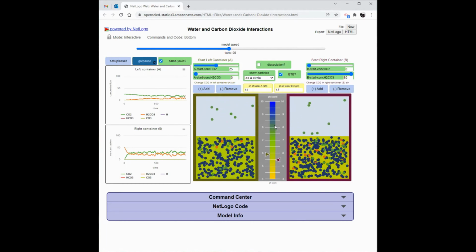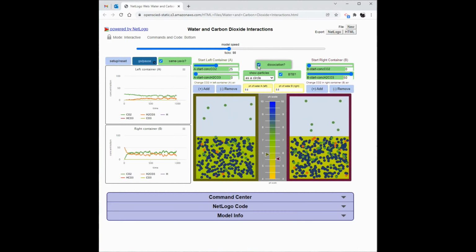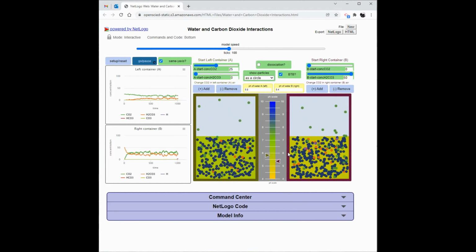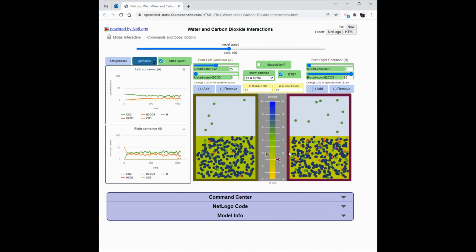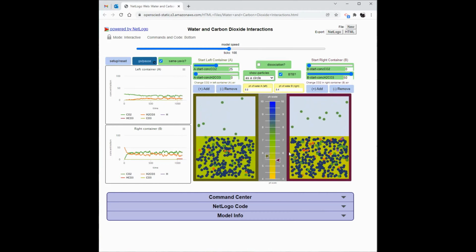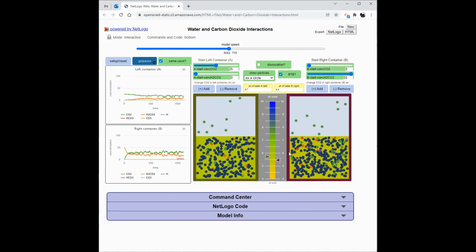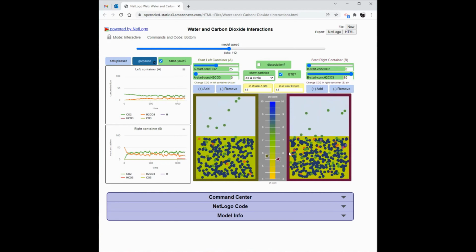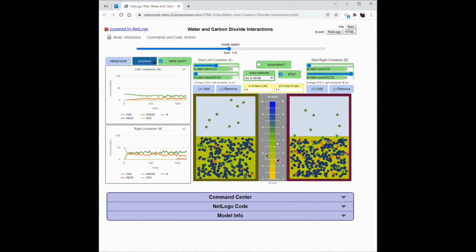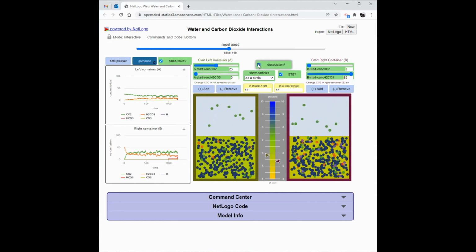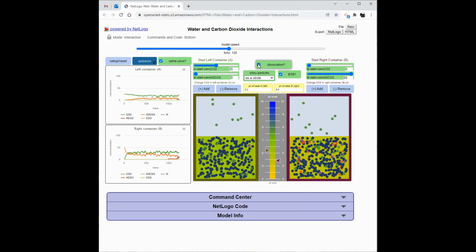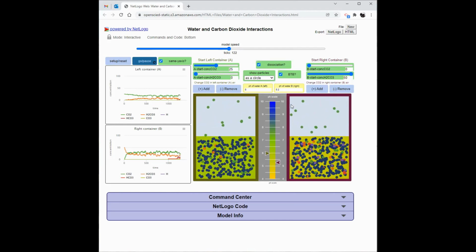The final thing we can alter is we can turn dissociation off and on. And the reason why we set it by default for dissociation to be off is we figured if it was just water and carbonic acid and carbon dioxide in there, that's something that would be easier for students to see without getting overwhelmed. And if they wanted a more realistic view, they could turn and leave dissociation on so they could see all the processes moving forward.